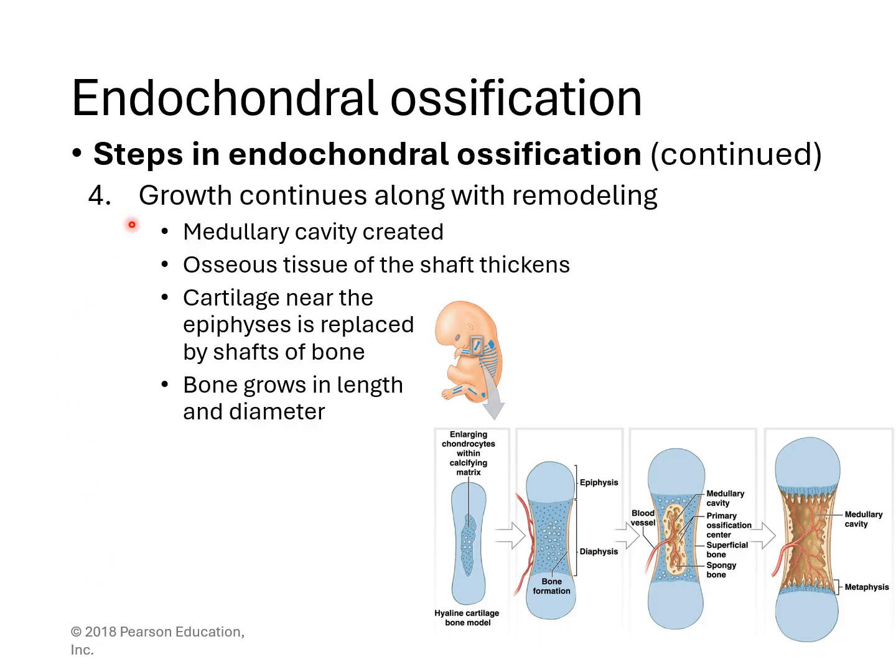Number 4, it continues along with remodeling. The medullary cavity is created. The osseous tissue of the shaft thickens. The cartilage near the epiphysis, or that line, is starting to be replaced by shafts of bone. The bone grows in length and then also in diameter. So it grows out and grows down.